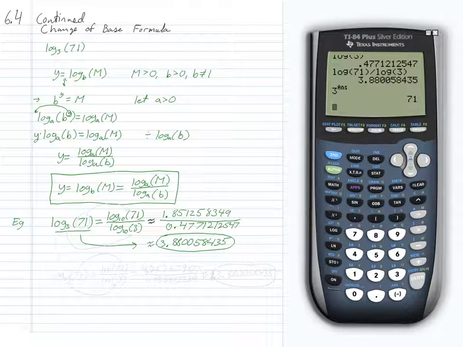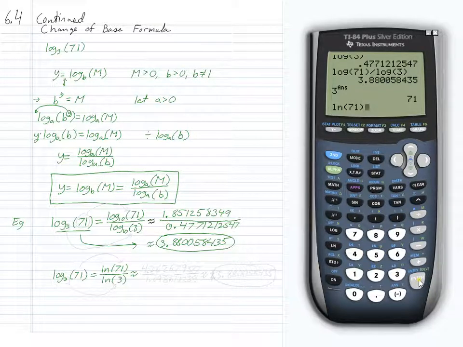Now, I can convert this into log base whatever I would like. So we could, instead of log base 10, have used log base e, the other logarithm that our calculator is equipped with. So instead of log base 10, I could say ln of 71 over ln of 3. Now, my numerator and denominator will be a little bit different.